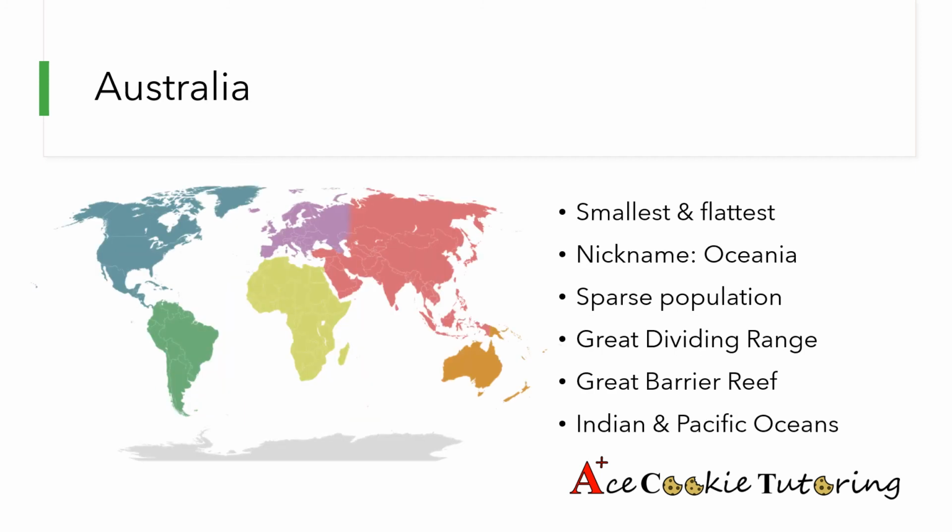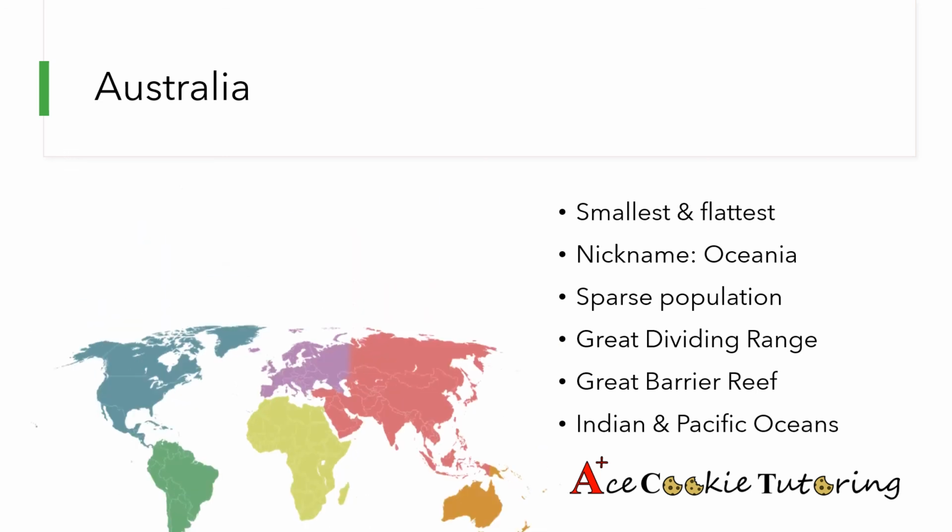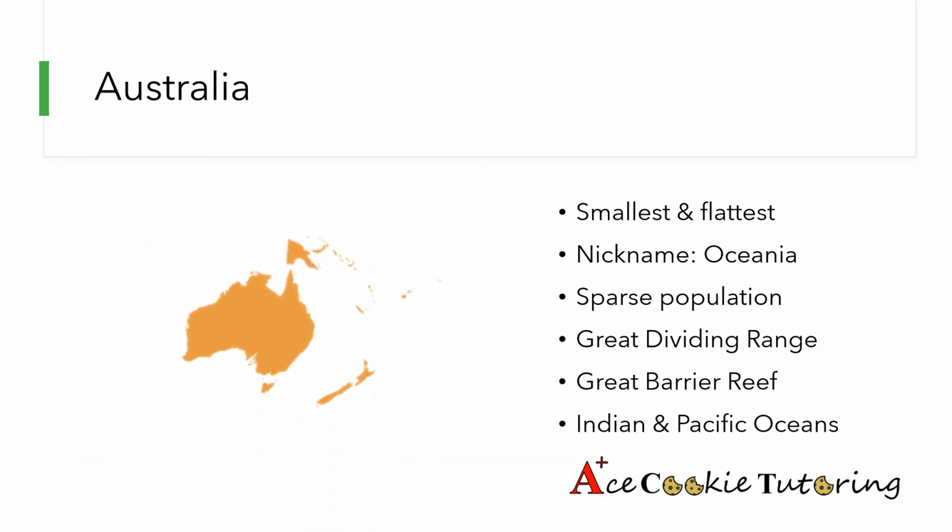Our last continent on the list, and the smallest continent on planet Earth, is Australia. It's the orange continent on our map. It can be seen here. One of the main features of Australia is the Great Barrier Reef, a coral reef off of its coast.